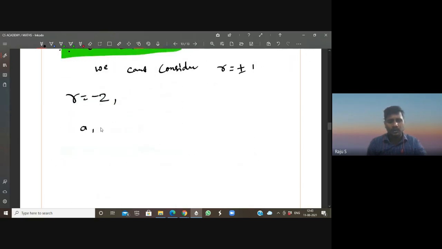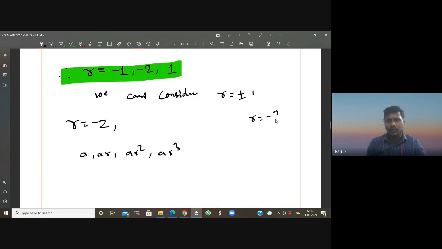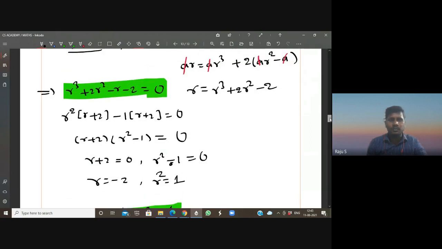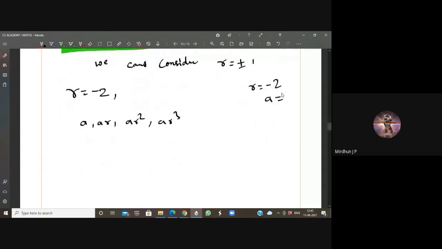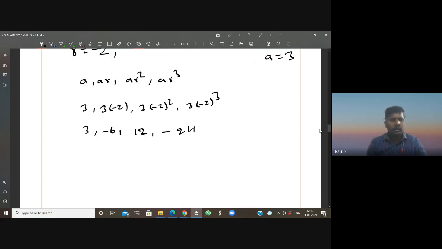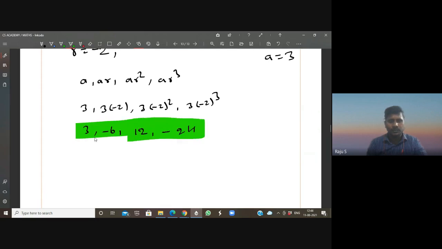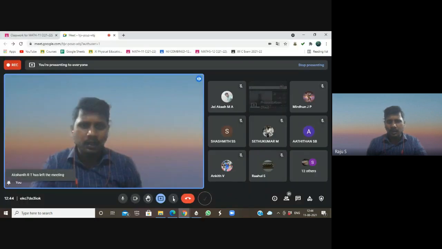The four terms are A, AR, AR square, AR cube. What is the A value? Sir, A equal to 3. When R is equal to minus 2, to find the A value, you can substitute. Sir, 3, sir. Okay, fine. Substitute here: 3, 3 into minus 2, 3 into minus 2 square, 3 into minus 2 whole cube. So 3, minus 6, plus 12, minus 24. Is it clear, students? This is the required answer. Okay, students, any doubts somewhere? Awesome.